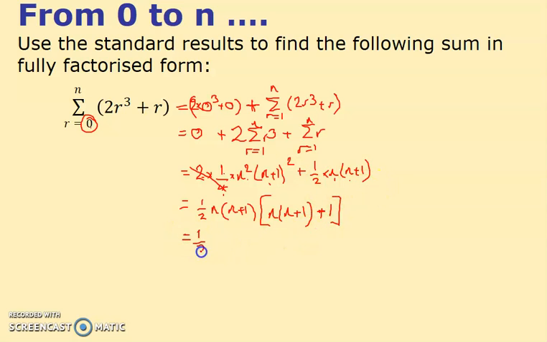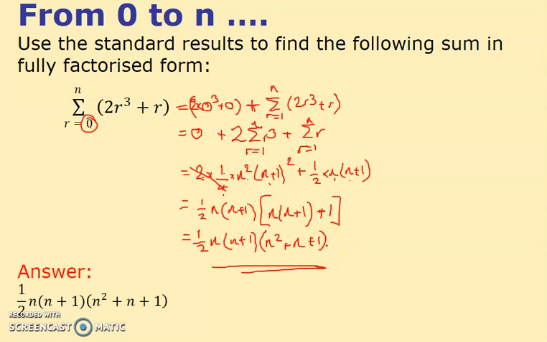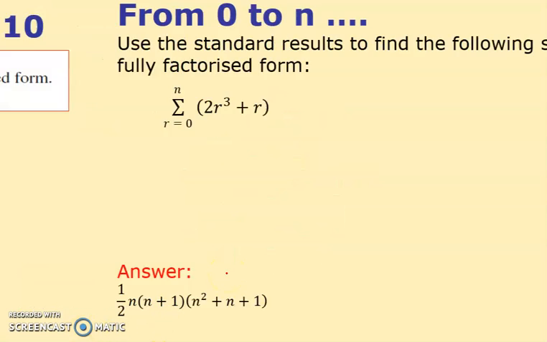So what have I got? I've got 1/2 of n, n plus 1. What goes into my bracket? In my bracket I get an n squared plus an n plus a 1. I'm not convinced looking at that that it factorizes. Yes, that's right, it didn't factorize, so I just left it as a quadratic.